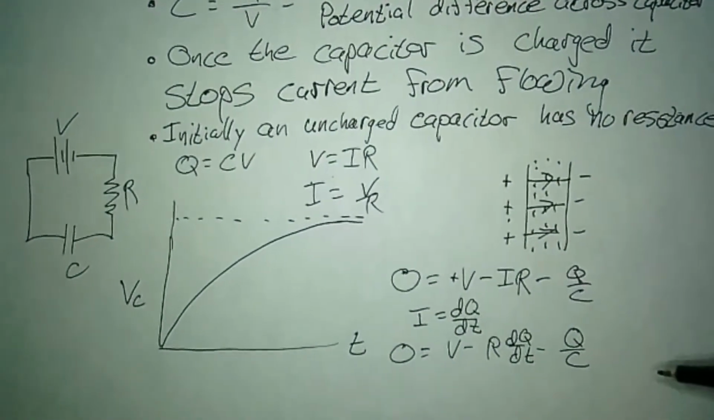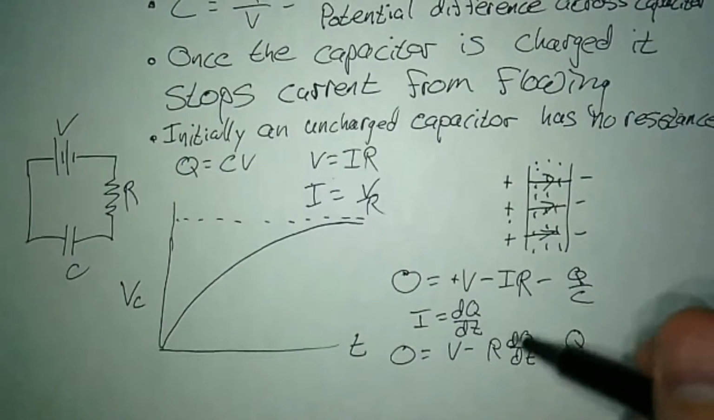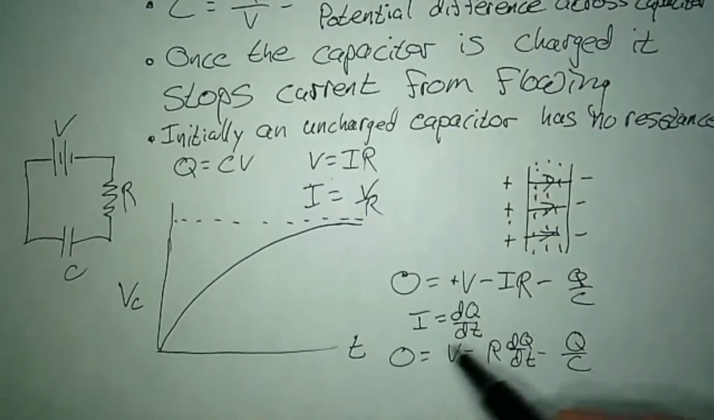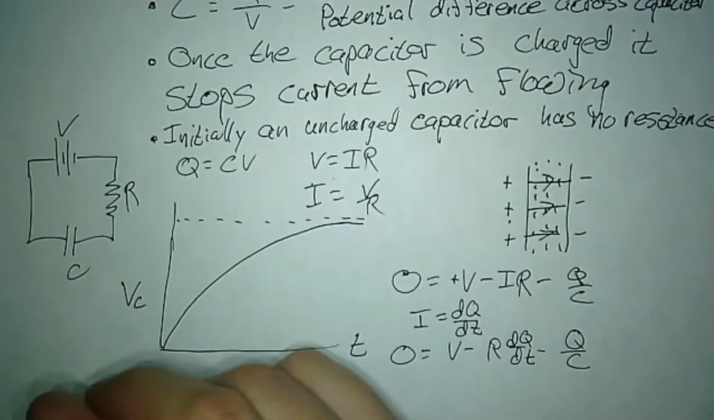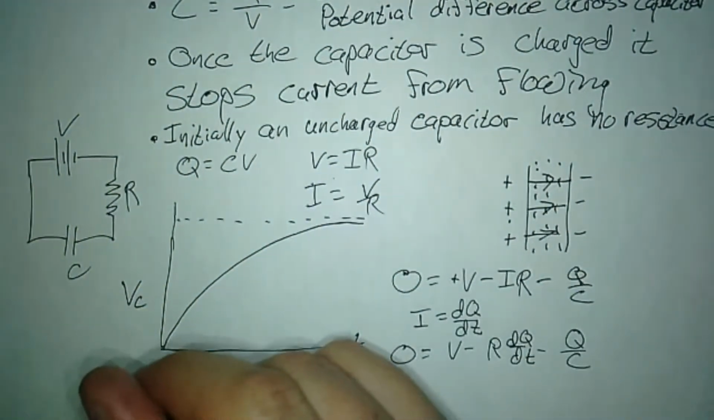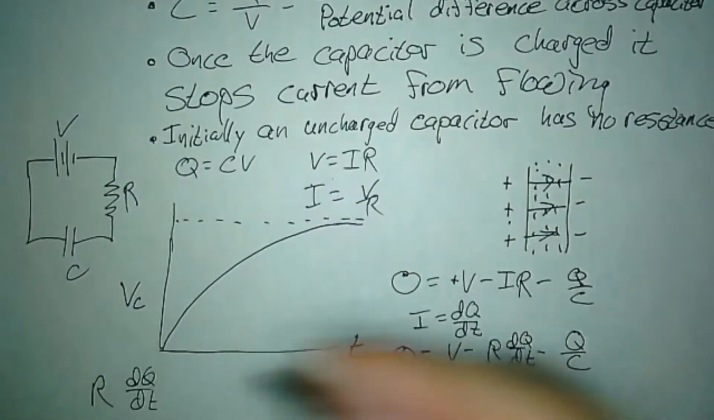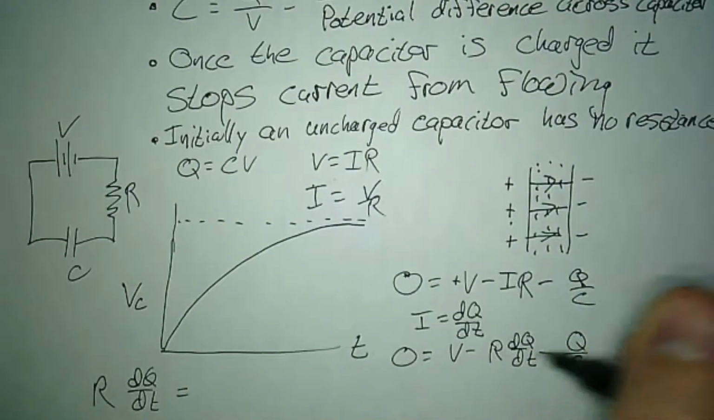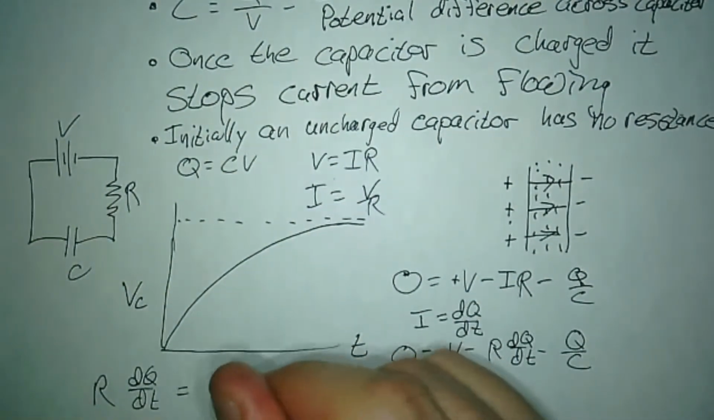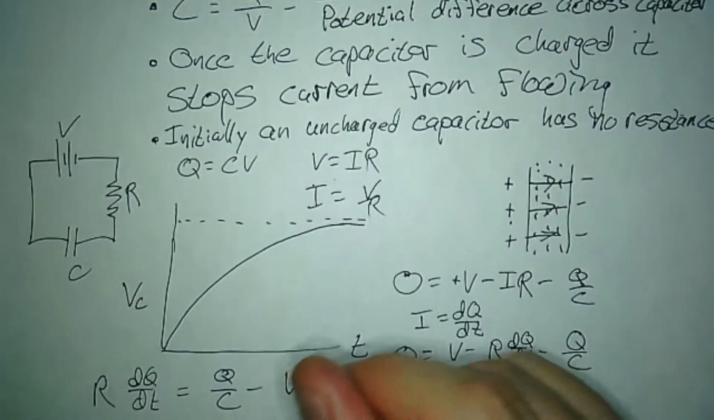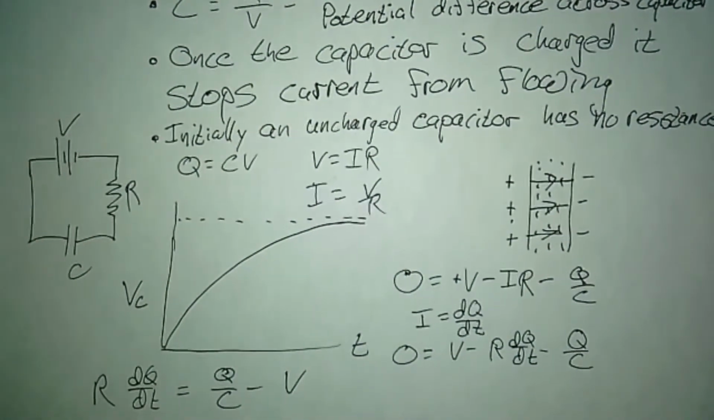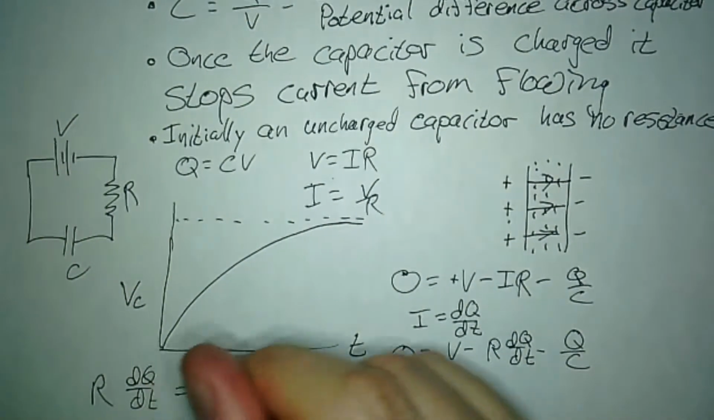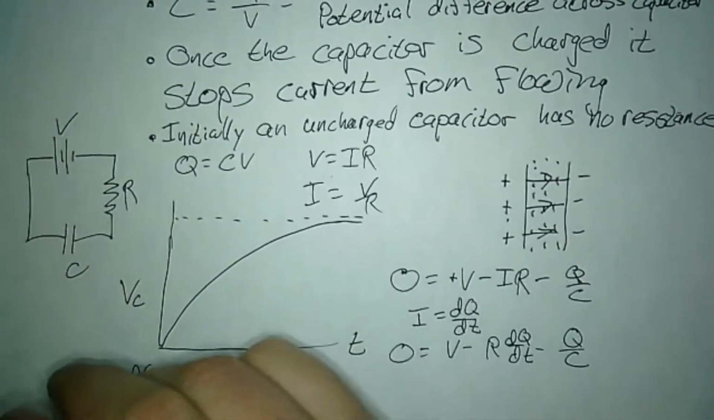Generally speaking, when you solve differential equations, you want to take this differential term and put it by itself. Now this is just a first order, so this isn't too bad. So let's do that. Let's say R dQ/dt equals, put that over there, so Q over C minus V, right? Now I'm going to divide by R, so let's just do that in one go, and we'll cross this guy out.